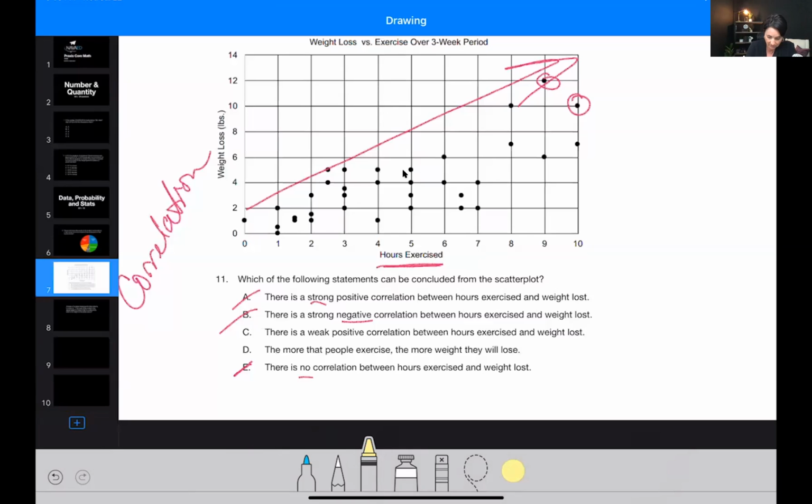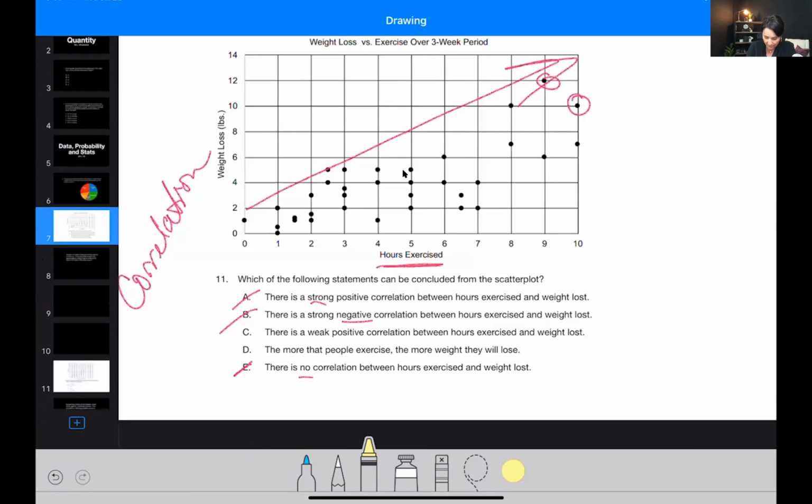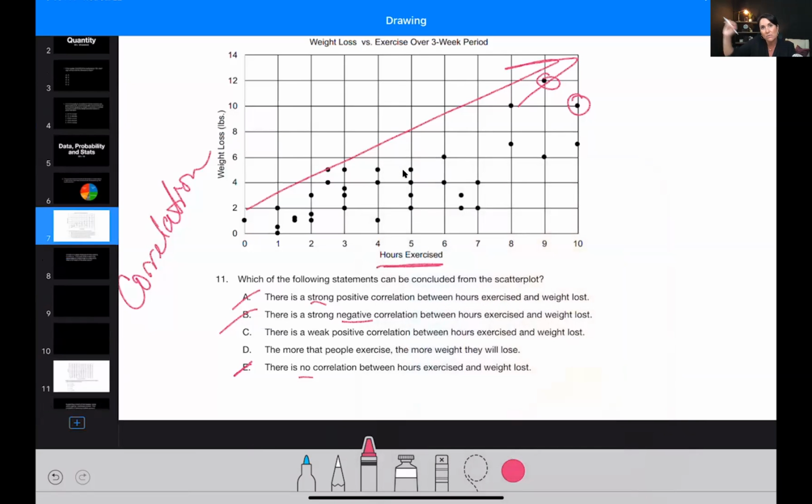Okay, so that's important there. So that "no correlation" option I'm going to take out, because there's a slight correlation here. We can see it's moving in that direction. It's not strong, but there's a slight one.